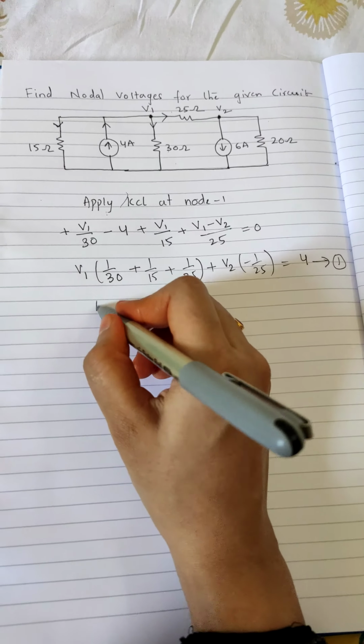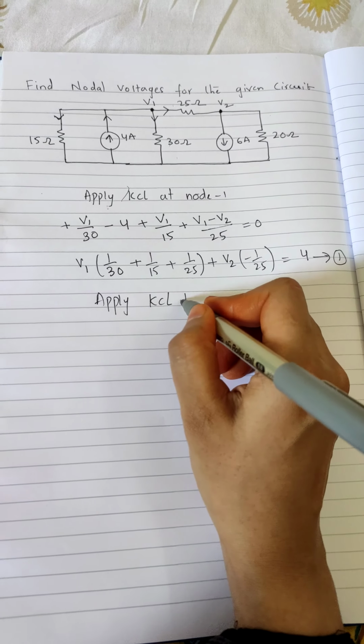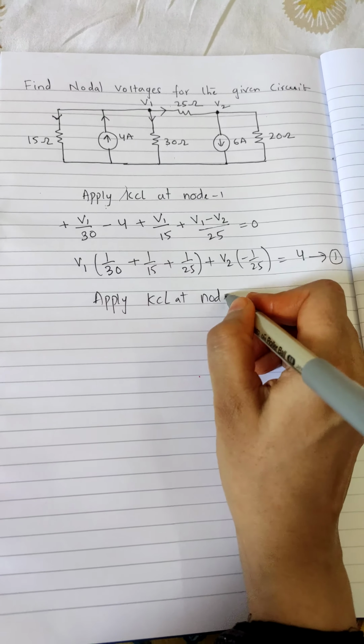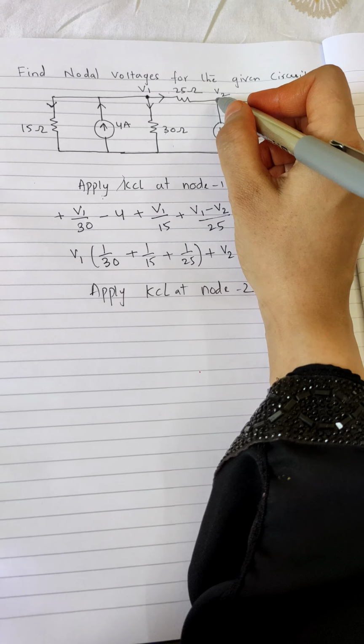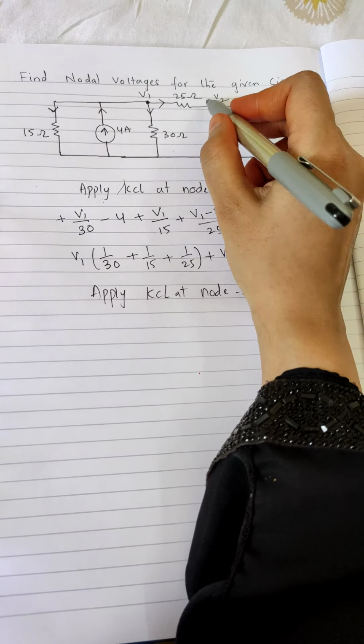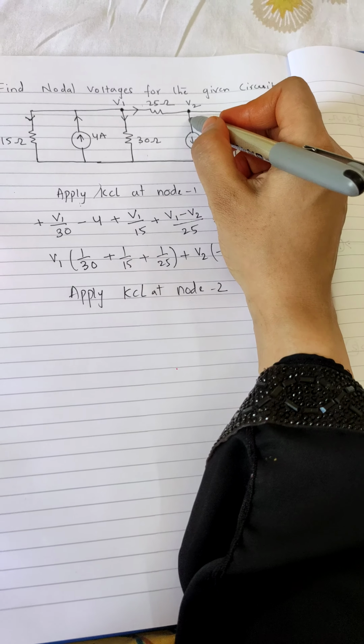Now let me apply KCL to node 2. So I go to this node. How many branches are connected to this node? There are 3 branches, 1, 2 and 3. There are 3 branches connected to this node.